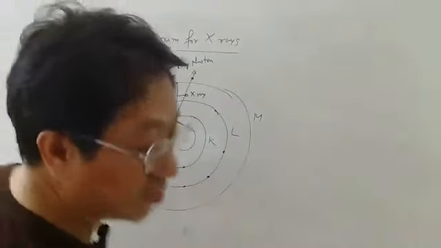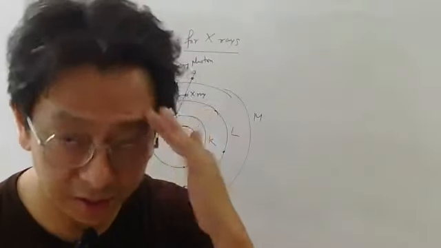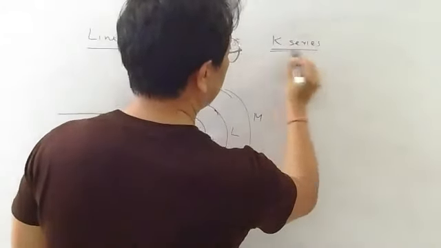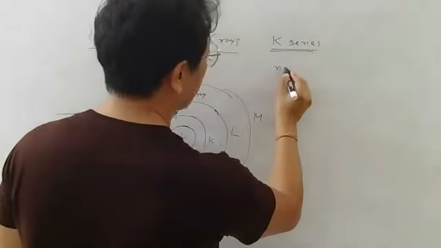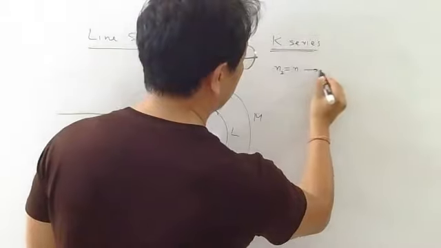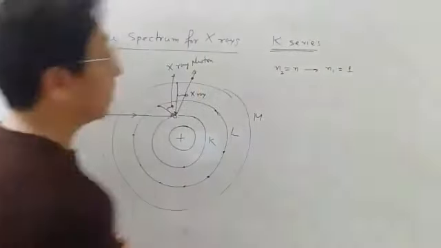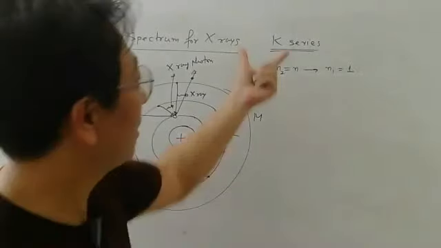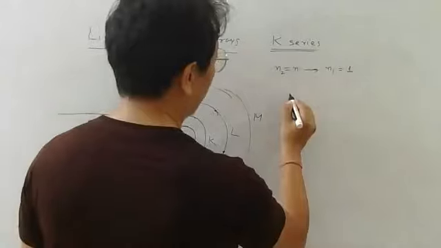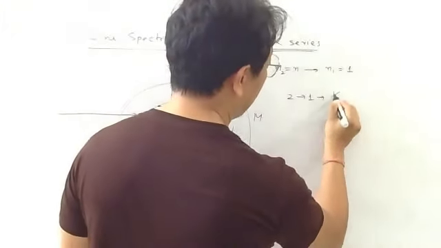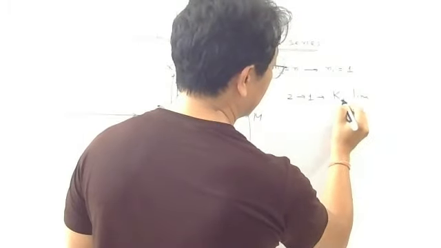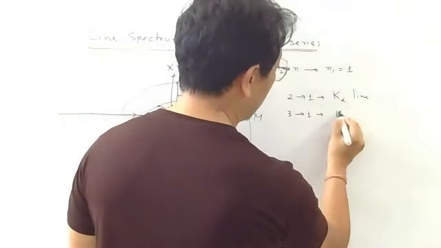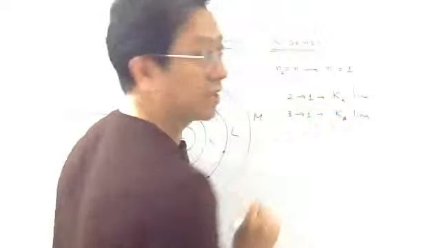Just like for hydrogen atom we had Lyman, Balmer, Paschen, here we have something called K series. K series means transitions from higher orbits, from n2 equal to n to n1 equal to 1. All these transitions will give frequencies which belong to this K series. From 2 to 1 is called K alpha line. Then 3 to 1 is called K beta line. If you know these two, it is enough.